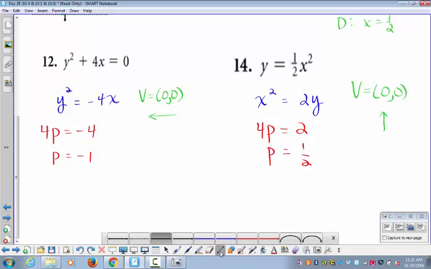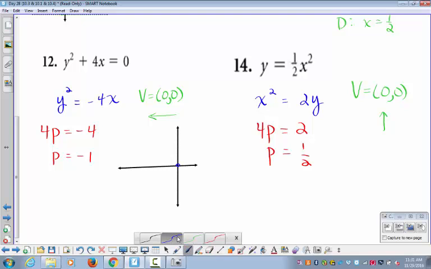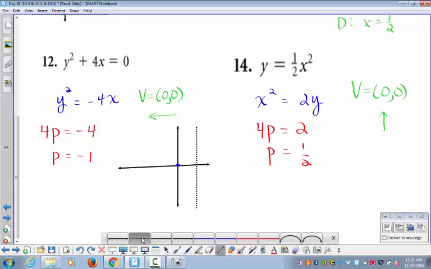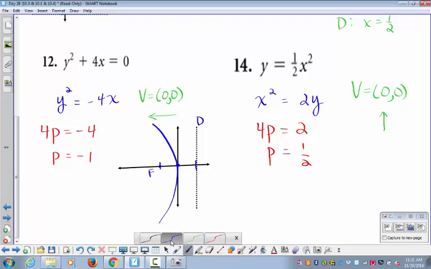Okay, so this one's opening to the left, and we know that the vertex is at the origin, so something like that. P is -1. So that tells us that the distance to the focus is 1, and the distance to the directrix is 1. So the focus is right in there, the directrix is there, so this thing needs to be sort of equidistant, so it's kind of like that.